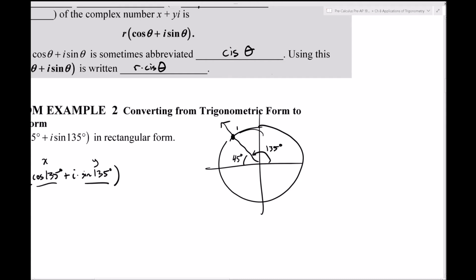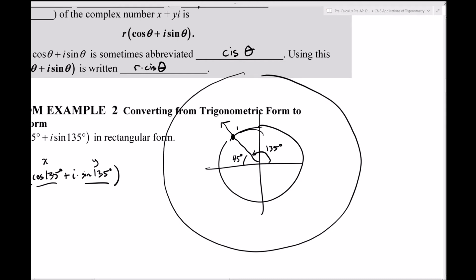And I can't draw one that's 10 large, so I'll just pretend that that's 10 all the way around. We're talking about this point here. If that's the radius equals 10 circle, this right here is the radius equals 1 circle. We're talking about this point out here. This is the z value that we're talking about. So really what we're trying to do is find the x and y coordinates of that point out here. But instead of thinking of it rectangularly, we're thinking of it in a polar way.